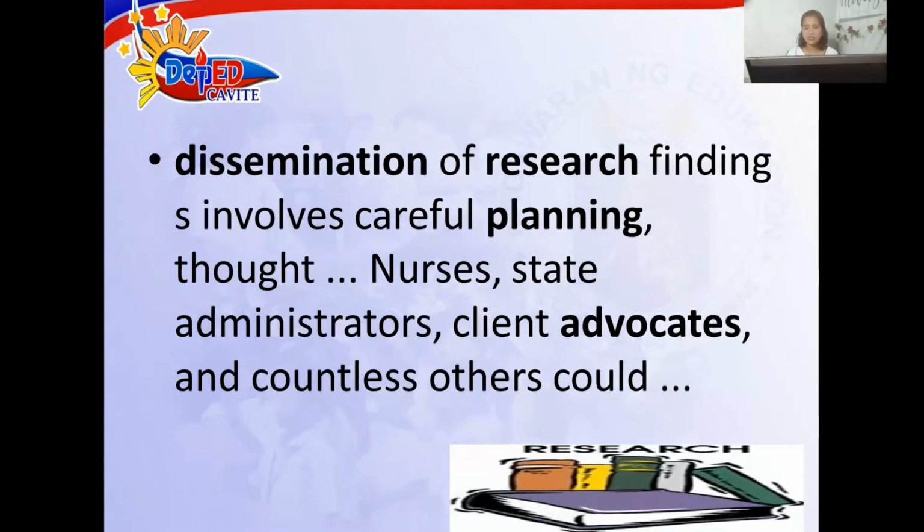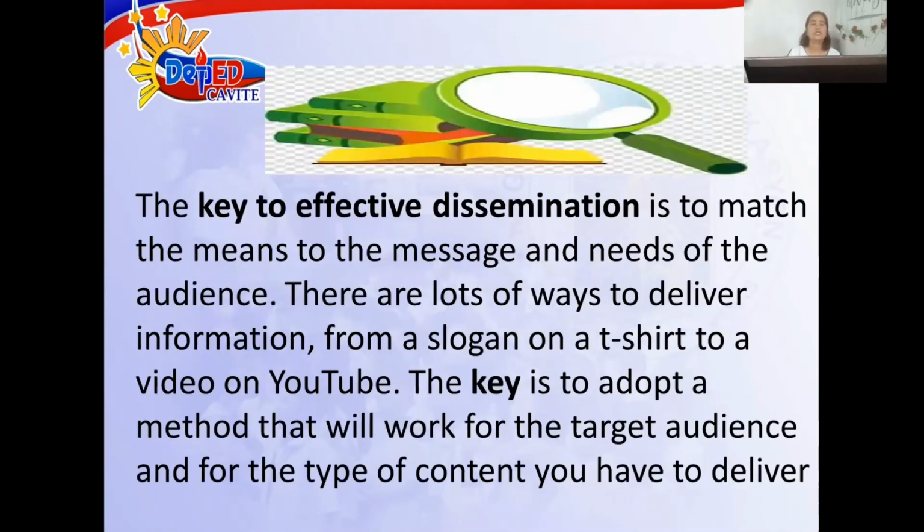So dissemination of research findings involves careful planning. Yes, we need to plan smartly to have good results. So the nurses, state administrators, client advocates, and countless others could benefit. The key to effective dissemination is to match the means to the message and the needs of the audience. There are a lot of ways to deliver information, from the slogan on a t-shirt to a video on YouTube.